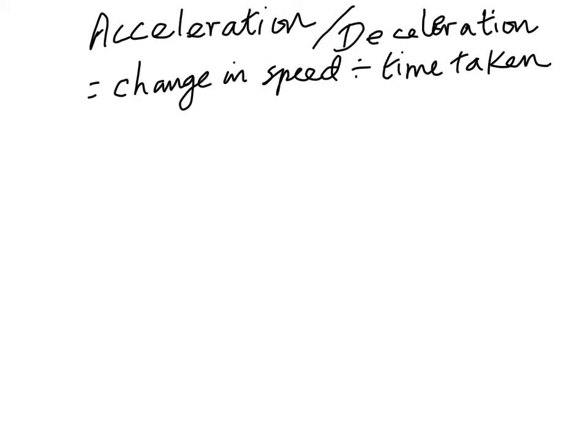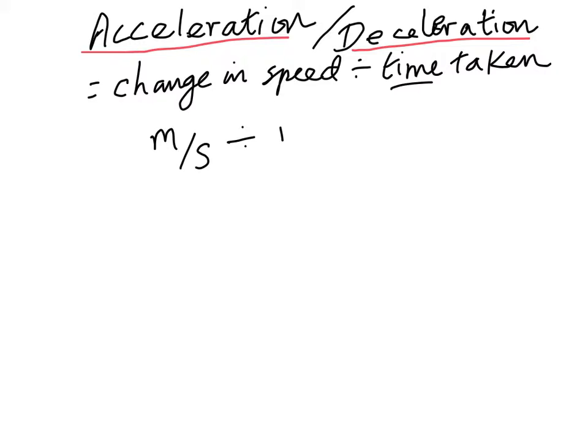So now let's have a look at what acceleration is. Acceleration and deceleration both use the same formula: change in speed divided by the time taken. You may remember acceleration is for anything that is increasing in speed, speeding up, and deceleration for anything that is slowing down, losing speed, or decreasing in speed. Change in speed is measured in meters per second. So let me write the unit for change in speed here. And then we're going to divide that by the time taken.